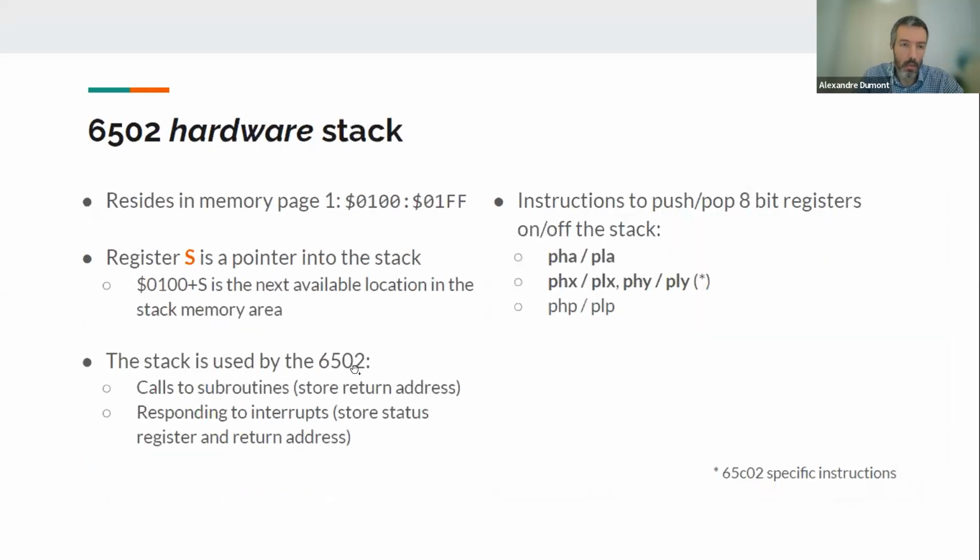Okay, so the hardware stack resides in memory page 1, so its address is from 0100 to 01FF, and there are specific instructions to push and pop values to and from this hardware stack. In my implementation, I will use the hardware stack as the return stack for Forth.